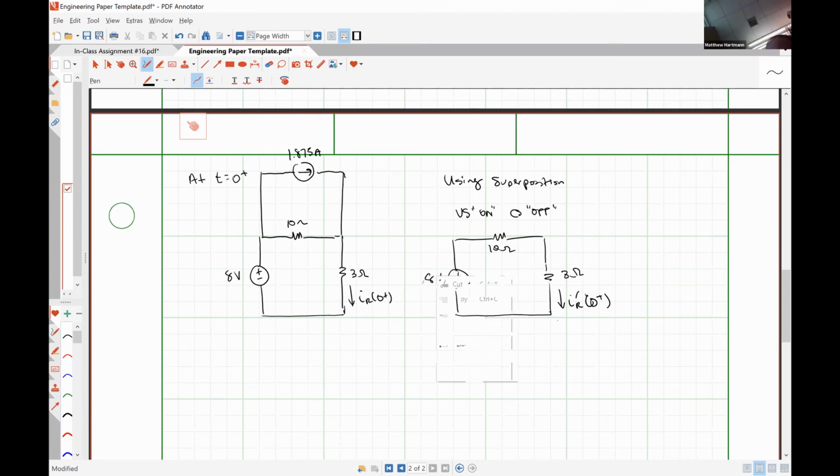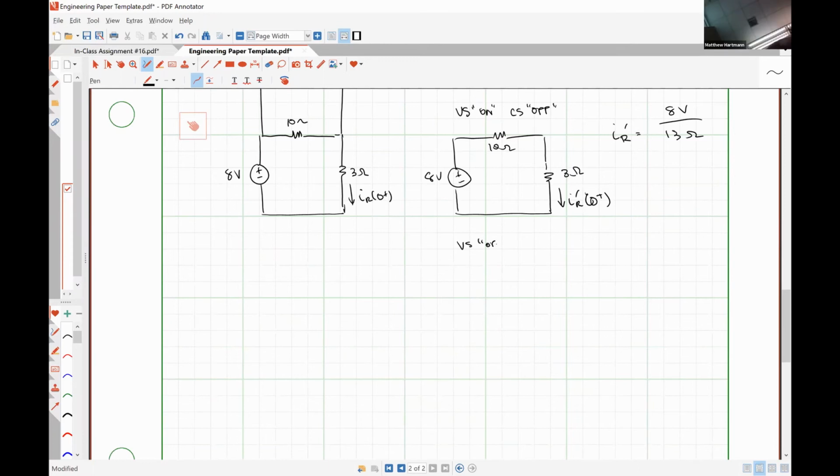So this is what our circuit looks like with the voltage source on and the current source off. So we could hopefully easily see that IR prime in this case is going to be 8 volts over 13 ohms, 8/13 of an amp. Everybody good with that analysis? Yes.